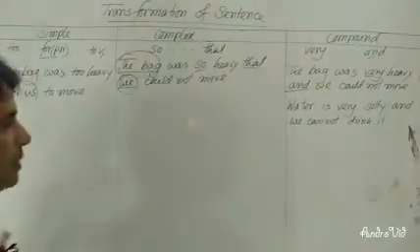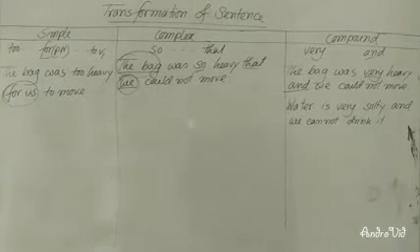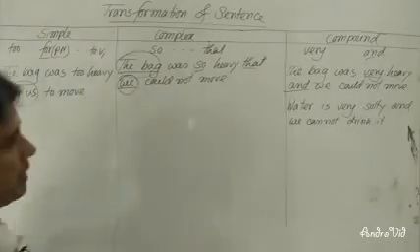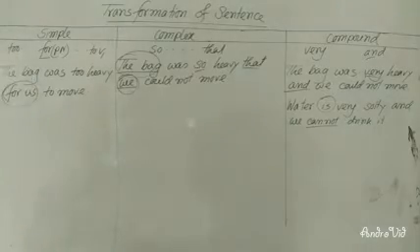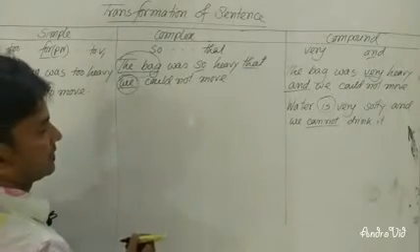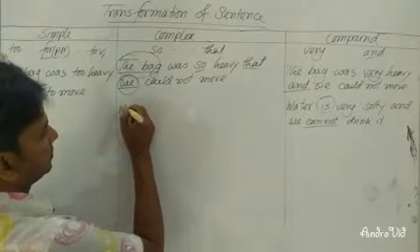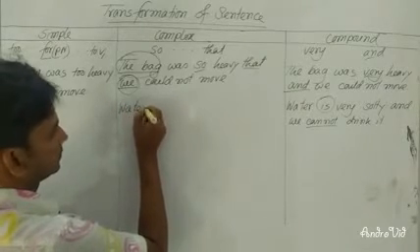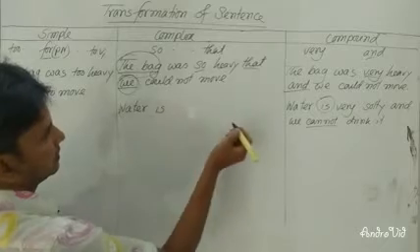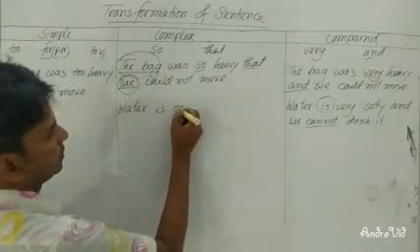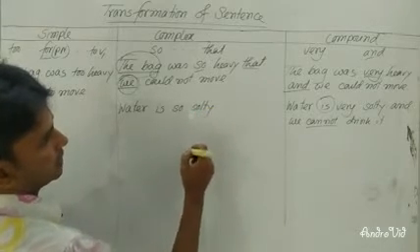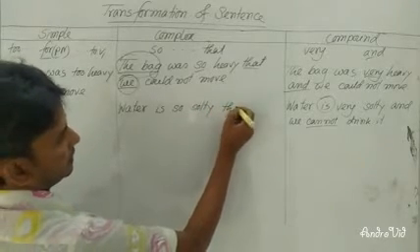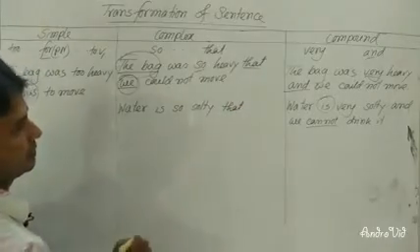Dear learners, you can see here the water is very salty and we cannot drink it. If you are here in present tense, you will have to write it cannot. In a complex sentence, you will have to write the subject water. Then is. Instead of very, you will have to write here so. So salty. Then instead of and, you will have to write here that.